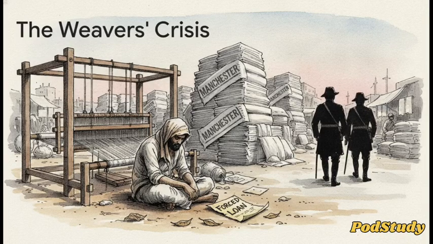First, the export market collapsed entirely. Second, cheap machine-made Manchester cloth flooded India, completely undercutting prices. Third, raw cotton heavily export होने लगा, तो Indian weavers raw materials afford ही नहीं कर पाते थे.